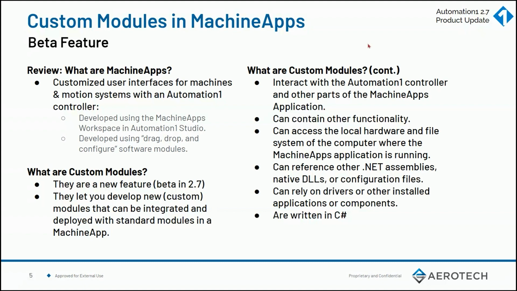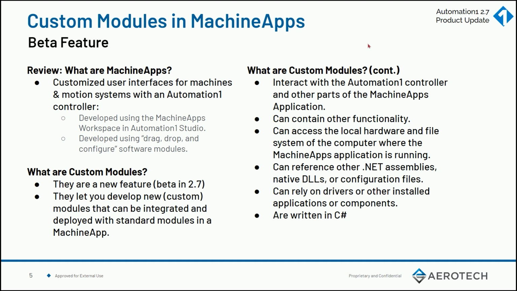They are written in C#, as you see in that last bullet point. So you're developing literally by coding them. And then it allows you to interact with the Automation1 controller and other parts of the Automation1 machine apps application. They can contain other functionality. They can access local hardware and file systems on the computer where the machine app application is running.